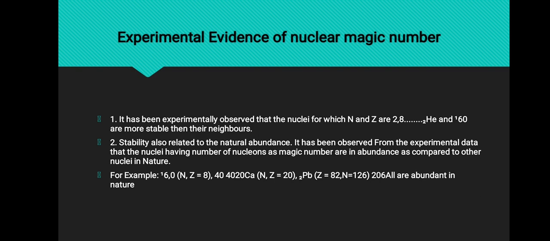Stability is also related to natural abundance. It has been observed from the experimental data that the nuclei having a number of nucleons equal to a magic number are in abundance as compared to other nuclei in nature. Means nuclei which consist of a magic number, compared to nuclei which do not have a magic number, we can consider to be more stable than any other. Some examples are mentioned. You can see that calcium, nitrogen, plumbum, all are abundant in nature.